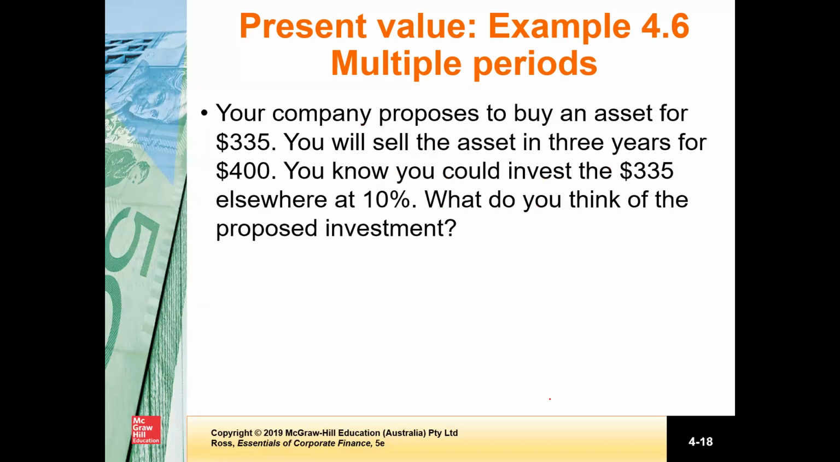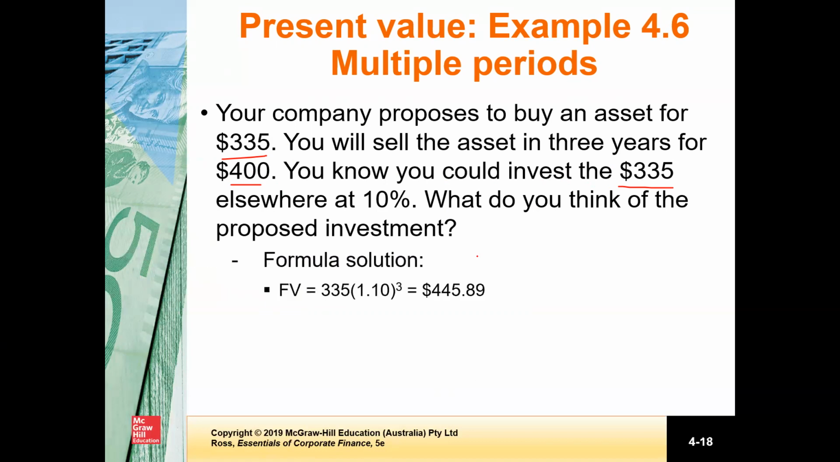Just another example: your company proposes to buy an asset for $335. You will sell the asset in 3 years for $400. You know you could invest $335 elsewhere at 10%. So what do you think of the proposed investment? Okay, so look at the problem once again. Your company wants to invest $335 in a property that can be sold for $400 in 3 years. You have another option: invest $335 elsewhere and earn 10%. Okay, so what do you think about the investment?